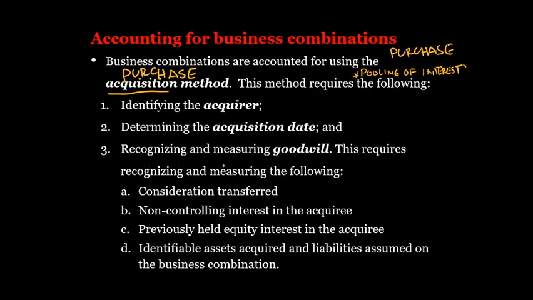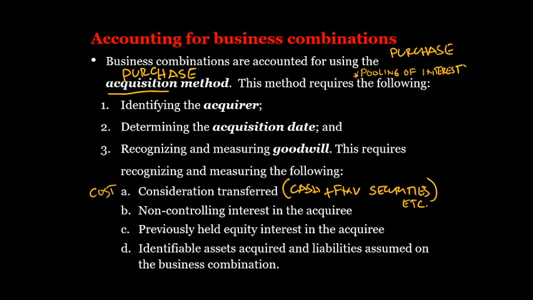Recognizing and measuring goodwill. This requires recognizing and measuring the following. Your consideration transferred. There are a lot of elements here. Of course, there's the cash that is given out or the fair market value of securities that are issued, basically the assets that are given out. Let's just put etc. As an acquirer, you will surrender something. So that is now your cost.